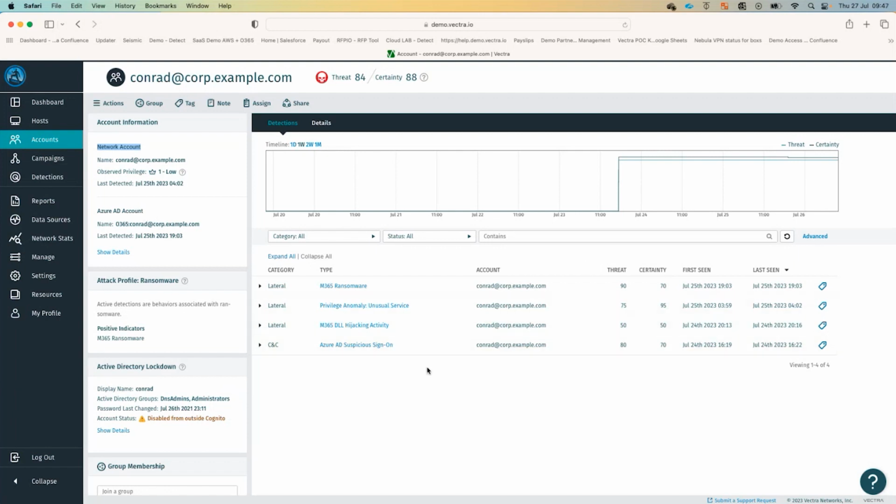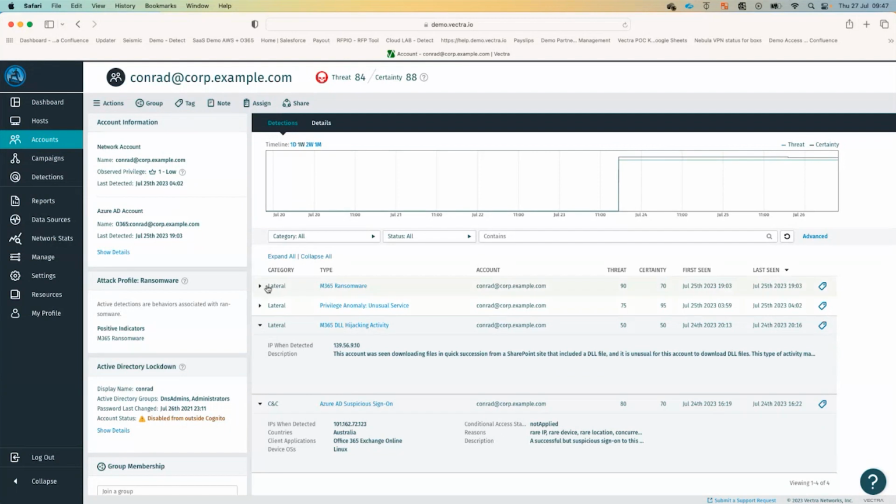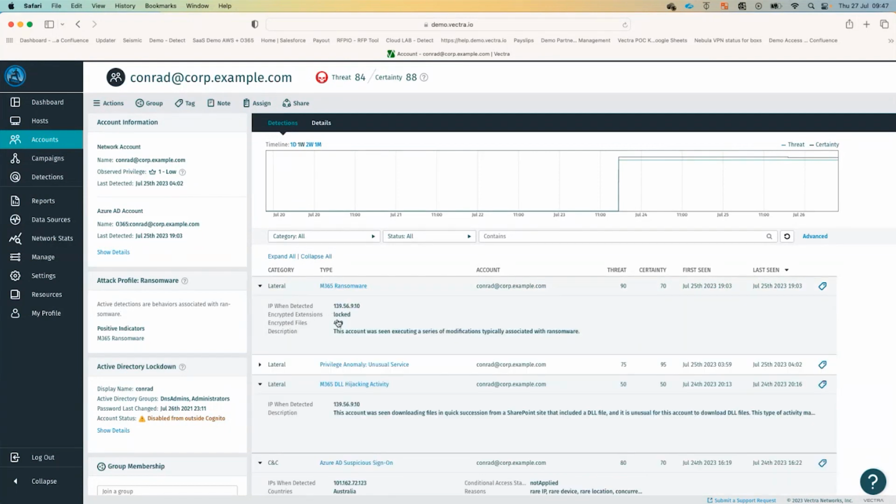And I can see here that the ransomware actually came in via email, still the most common way of malware getting in, and also the most common way of having account credentials stolen. So I can see suspicious sign-on here, DLL hijacking activity, and the fact that there have been some locked files already in my SharePoint, for example.